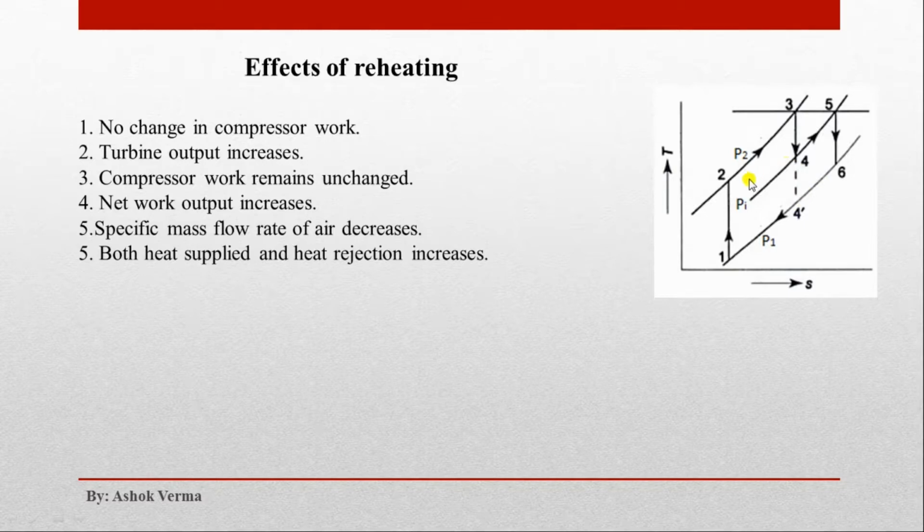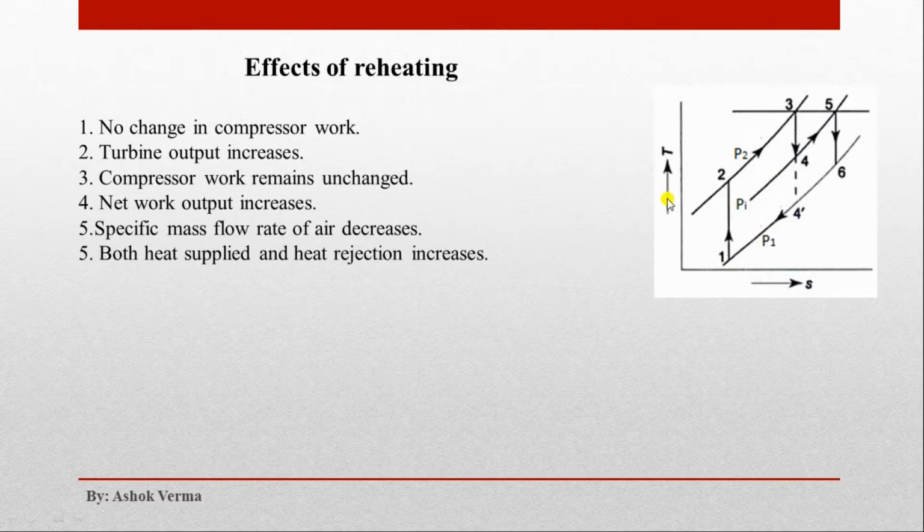Here you can see you are supplying the heat from 2 to 3 and 4 to 5, and previously without the reheating you had to supply the heat only from 2 to 3, but if you are using the reheating, then you also have to supply the heat from 4 to 5. So this extra amount of heat supply is increasing, so the net change in the heat supply will increase.